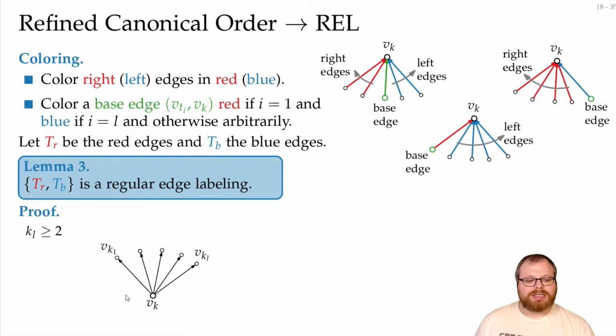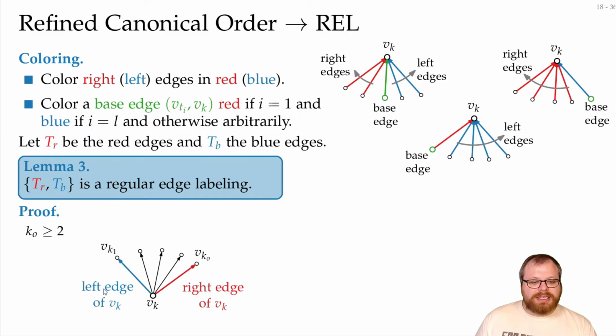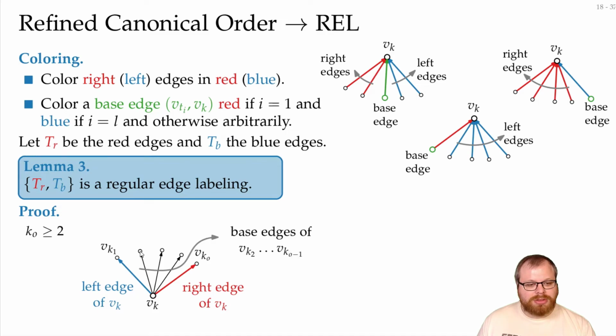So let's have a look at VK. We already know that for the incoming edges, we first have only red and then only blue. But what about the outgoing edges? We know that the left edge is a blue and the right edge is a red by definition. But we still have to figure out what about those in the middle. But note that all these in the middle here, they cannot have an incoming edges from something down here because they are stuck between these edges. So VK is the smallest index vertex that has an edge to these vertices. So these are the base edges of all these vertices here.